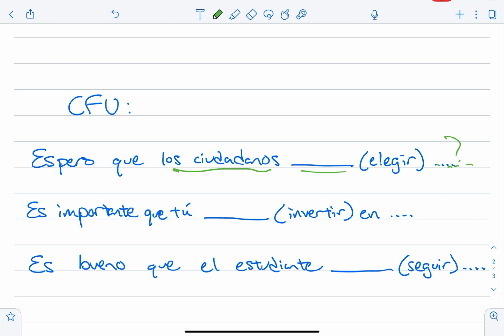Finish the sentence. Es importante que tú invertir en. It's important that you invest in. So I want you to conjugate invertir here in the tú form in the subjunctive and then finish the sentence. Y finalmente es bueno que el estudiante seguir. It's good that the student continue or follow. So conjugate seguir right here for el estudiante and again finish the sentence with something logical.